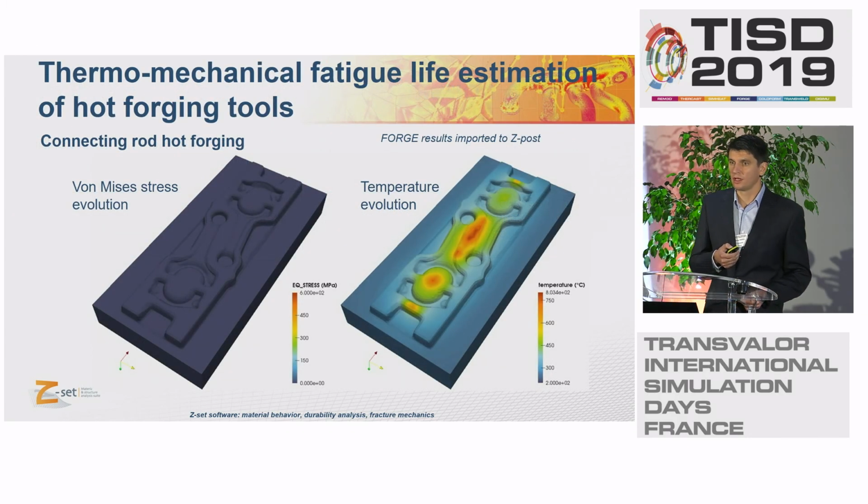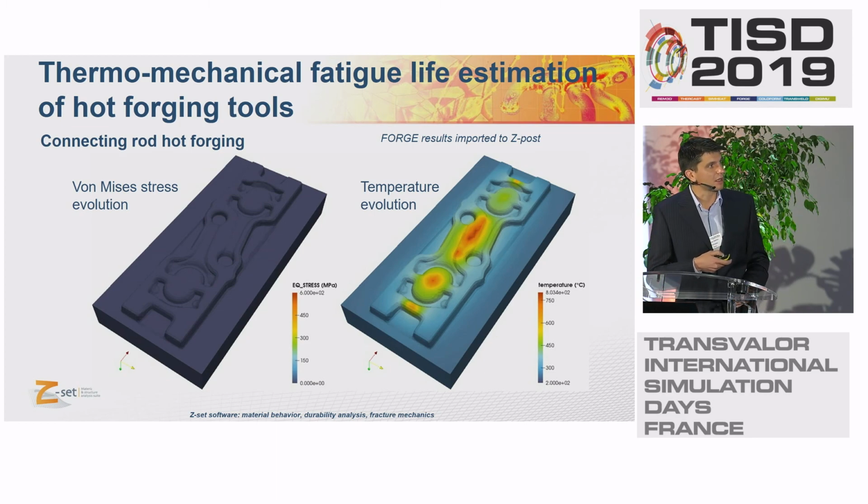By the way, I would like to thank Gregory from Transvalor for his help to set up this example. This is about connecting rod hot forging, and I think it's a quite typical example from your database. And so what we wanted to do is to use this example to calculate number of cycles to failure of these forging tools. So which is quite important in your work.